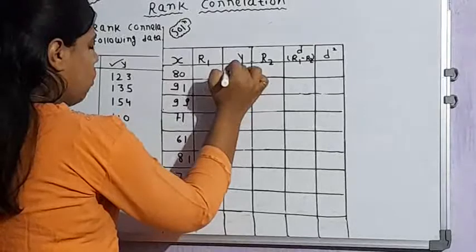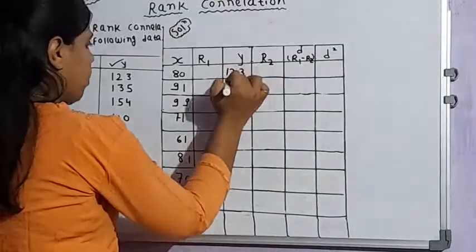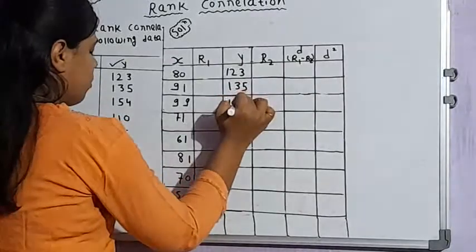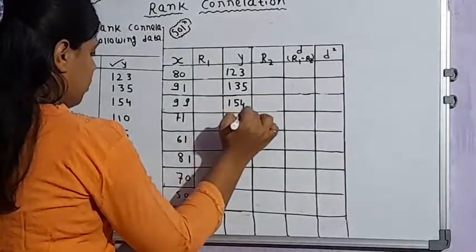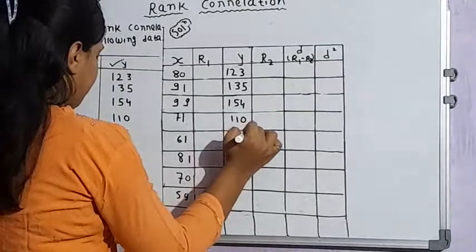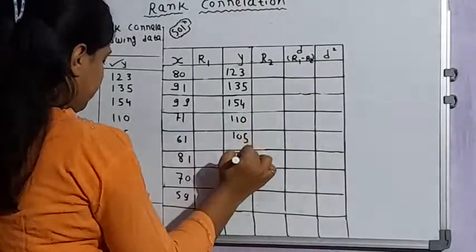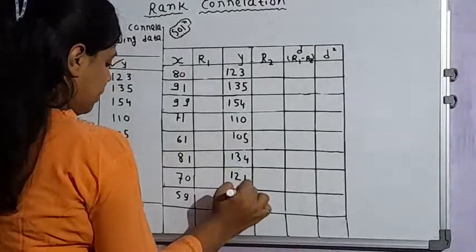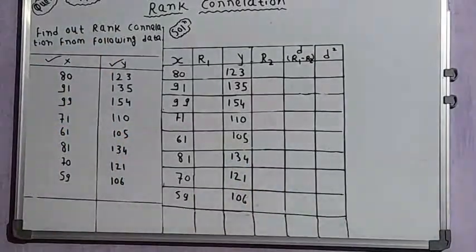In y series, what we have been given, we will put in the y column. So it's 123, 135, 154, 110, 105, 134, 121, 106. This way we have put the information from the question into the preparation chart.